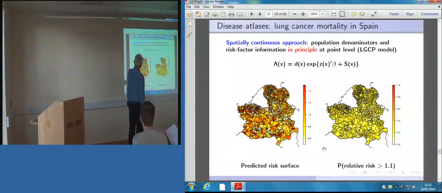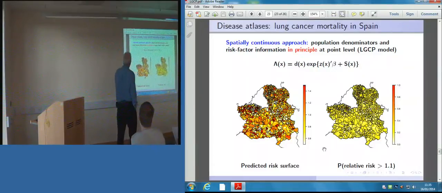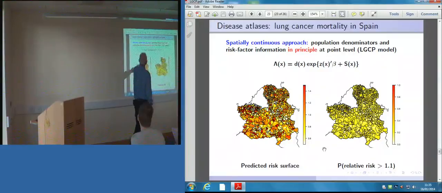So we get this predicted risk surface, and unfortunately we haven't even attempted to match the colour palette, so you can't directly compare the colours. But there are 2 points about it. First, that there is variation within the small areas, basically because this d of x and this z of x are more finely resolved than the outcome.